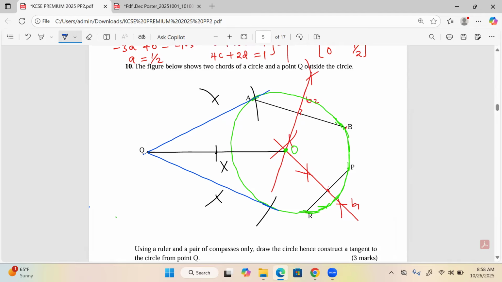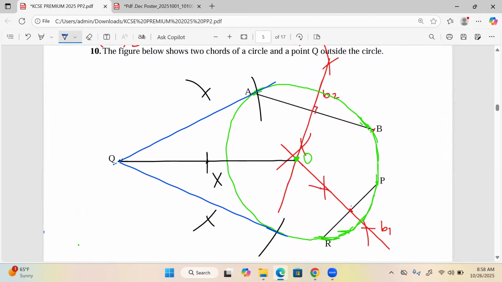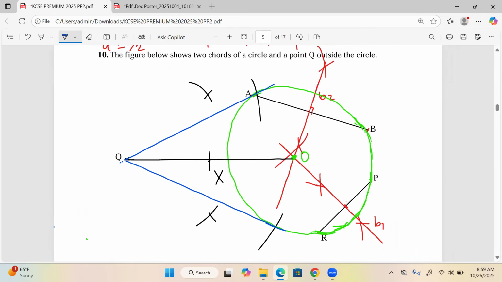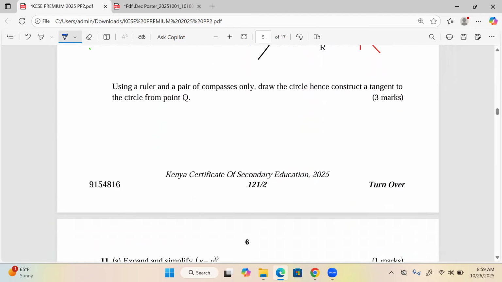So basically, the concept that you need to be knowing here is that when chords are bisected, the perpendicular bisectors of the chord usually pass through the center. So the first bisector passes through the center. The second bisector also passes through the center. The center was unknown. Then it has to mean that the point where they are intersecting has to become our center for the particular circle. So that's how we do it.